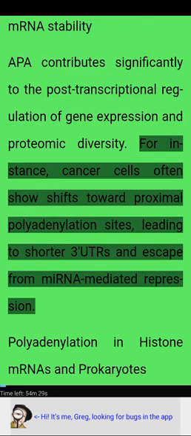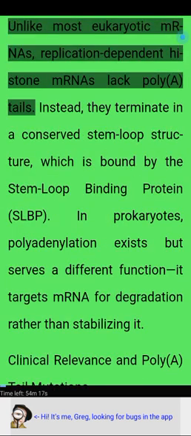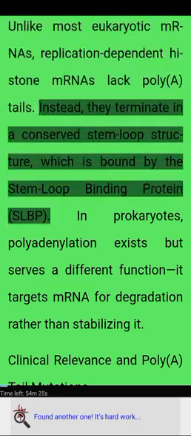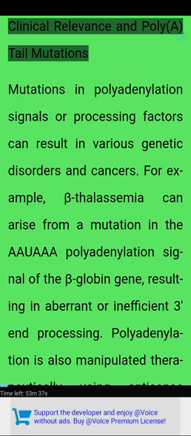For instance, cancer cells often show shifts toward proximal polyadenylation sites, leading to shorter 3' UTRs and escape from microRNA-mediated repression. Polyadenylation in histone mRNAs and prokaryotes. Unlike most eukaryotic mRNAs, replication-dependent histone mRNAs lack poly A tails. Instead, they terminate in a conserved stem loop structure, which is bound by the stem loop binding protein, SLBP. In prokaryotes, polyadenylation exists but serves a different function. It targets mRNA for degradation rather than stabilizing it. Clinical relevance in poly A tail mutations.